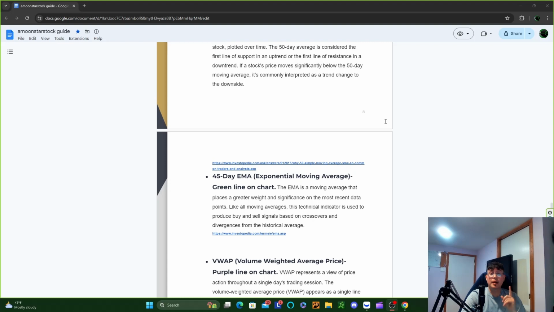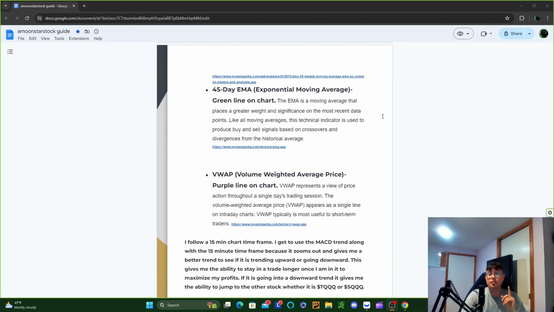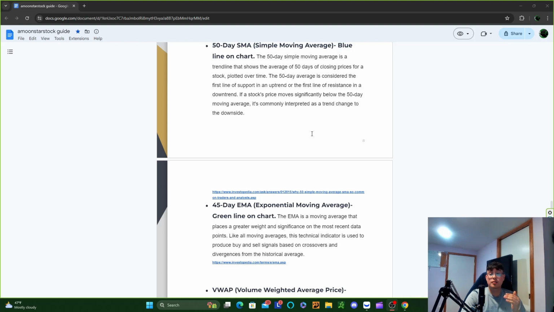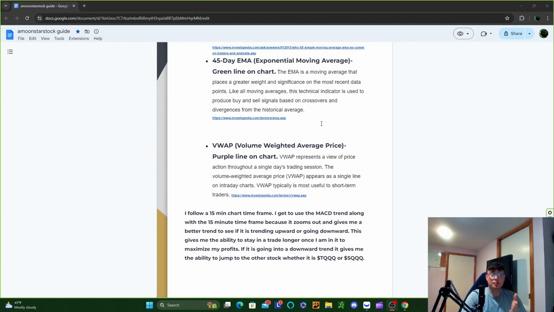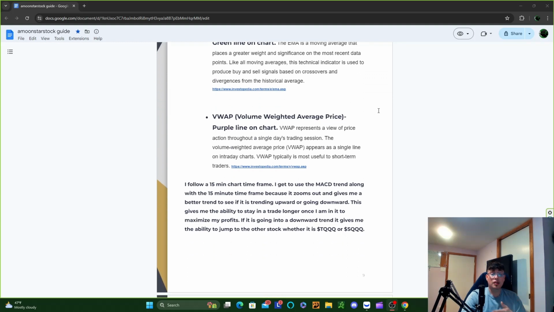45-day EMA, exponential moving average. So the EMA is a moving average that places a greater weight and significance on the most recent data points. So it is another good indicator to show an uptrend and a downtrend as well. And then the VWAP, day trader's best friend, volume weighted average price. It represents a view of price action throughout a single day's trading. So if you're an aggressive trader, VWAP definitely does the job.